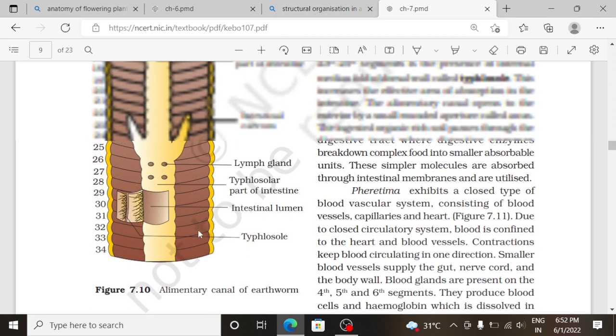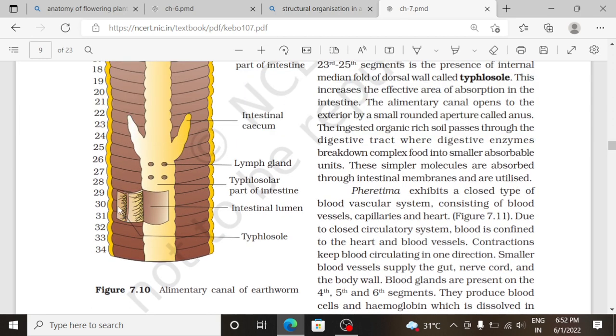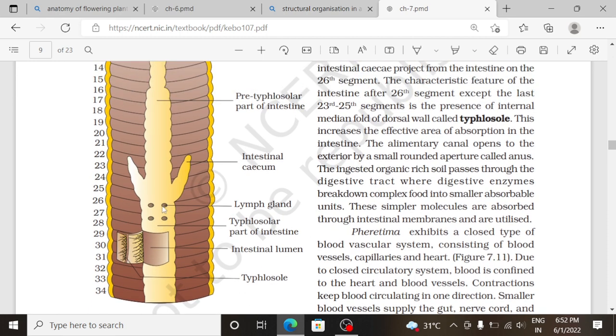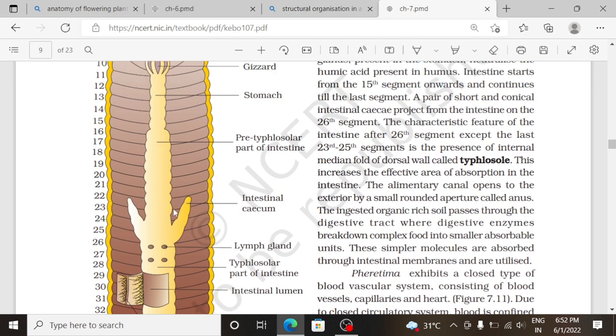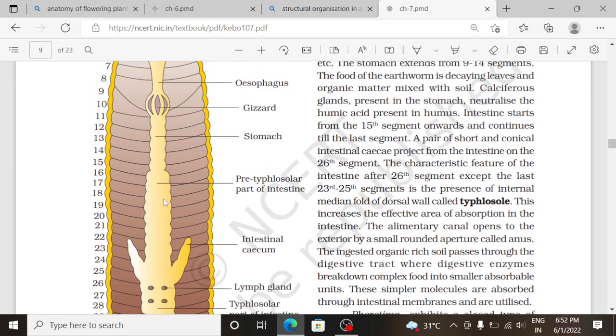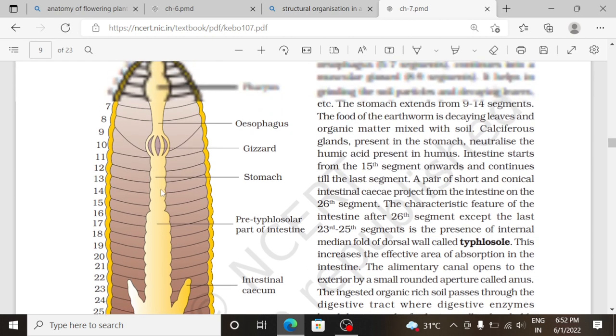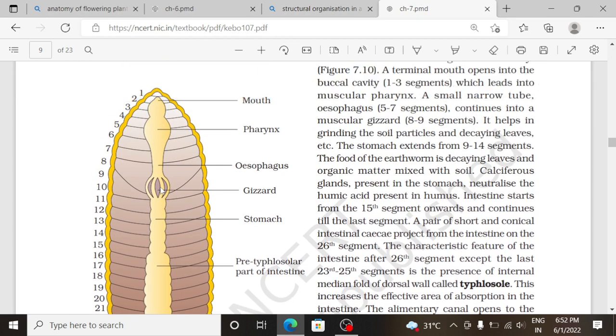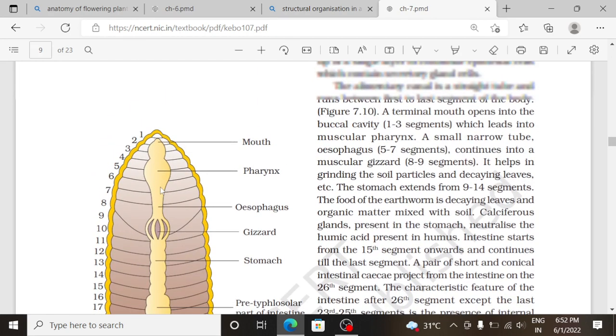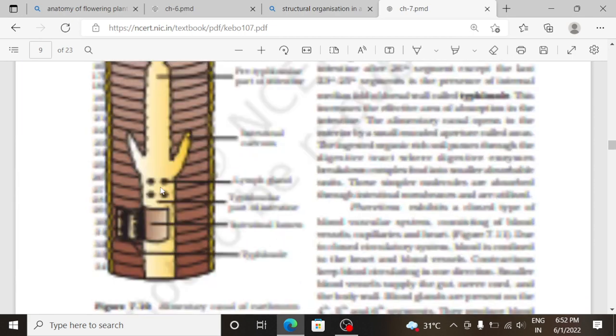alimentary canal of the earthworm. Here you can see this is the typhlosole. This is the intestinal lumen. This is typhlosolar part of intestine. This is the lymph gland. This is the intestinal caecum. This is typhlosolar part of intestine. This is pre-typhlosolar part of intestine. This is the stomach. This is gizzard. This is esophagus. This is pharynx, and this is the mouth.